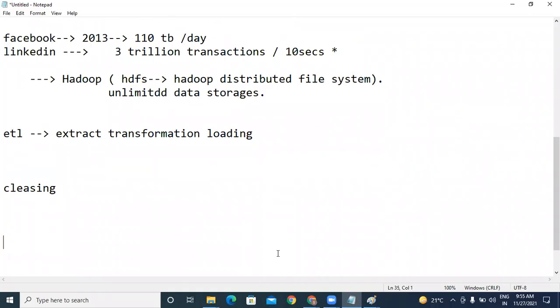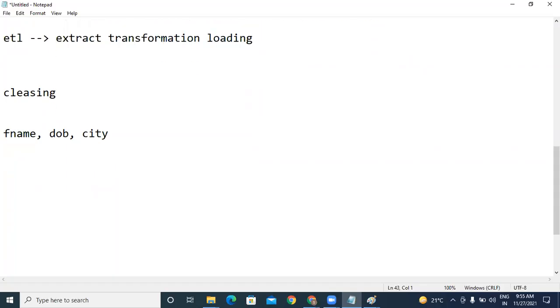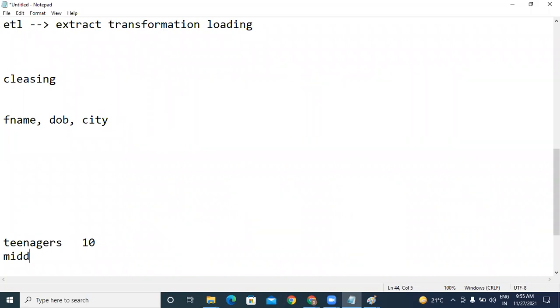A small example, in a particular application, you are signing up, sir. You are entering your first name, your date of birth, and your region or city. So think that these details you are giving at the time of signing up. But at the end of the day, the application needs one analytics. How many children or how many teenagers signed up? Okay. How many middle-aged people signed up?